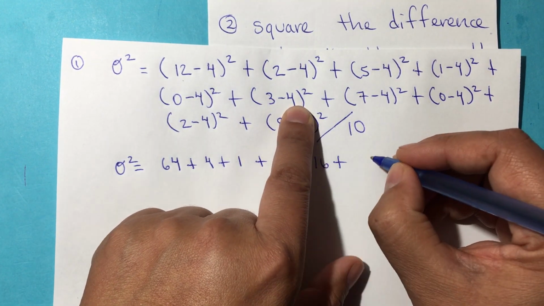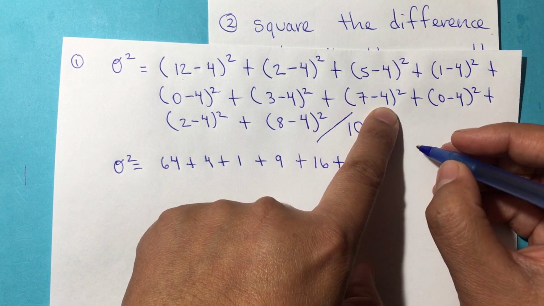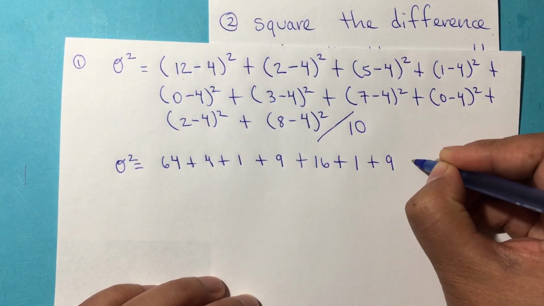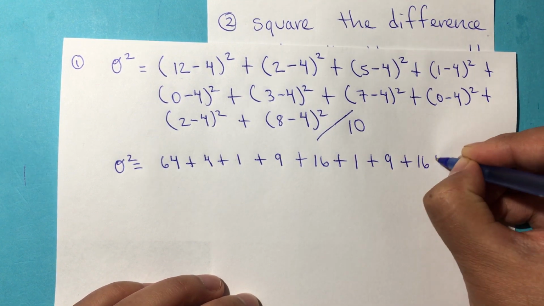3 minus 4 is negative 1. Negative 1 times negative 1 is 1. 7 minus 4 is 3. 3 times 3 is 9. 0 minus 4 is negative 4. Negative 4 times negative 4 is 16.